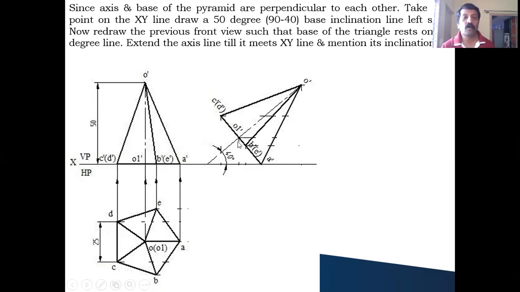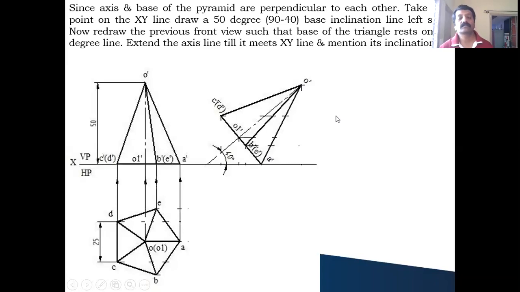After this, from the O1 dash, you draw a perpendicular line to this base, a 90-degree line to this 50-degree line. On this perpendicular line, you take the axis height, how much? 50 millimeter. From this point, you cut the perpendicular line 50 millimeter, and that point you call O dash. That is the apex point or the vertex point. Now, after getting this point, join it to all the points like this.